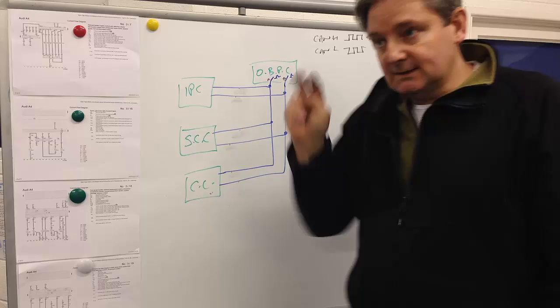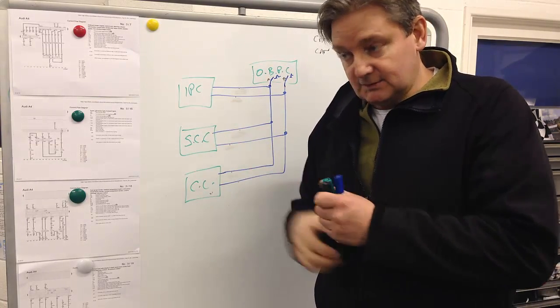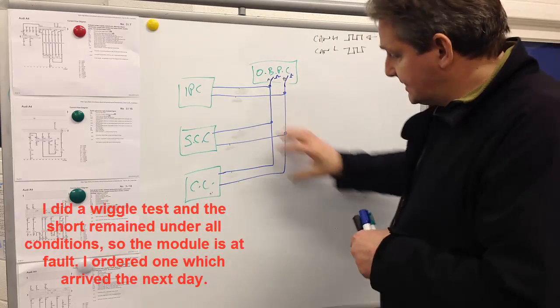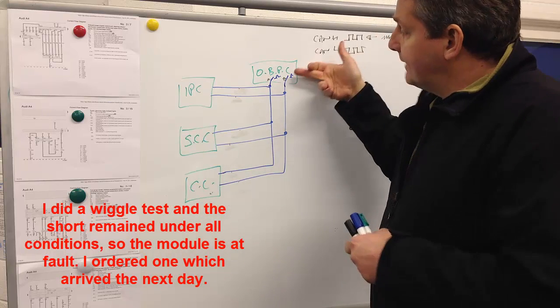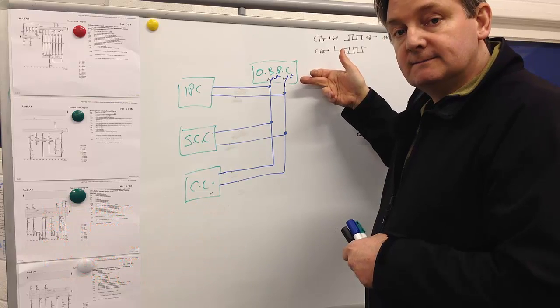So the next step now is to measure the CAN high and CAN low on the body control, and give the wiring loom a good sort of wiggle test to see if we've got wiring issues that are causing this. And if the wiring loom checks out okay, then we can be pretty sure that we have an onboard power supply control unit fault.